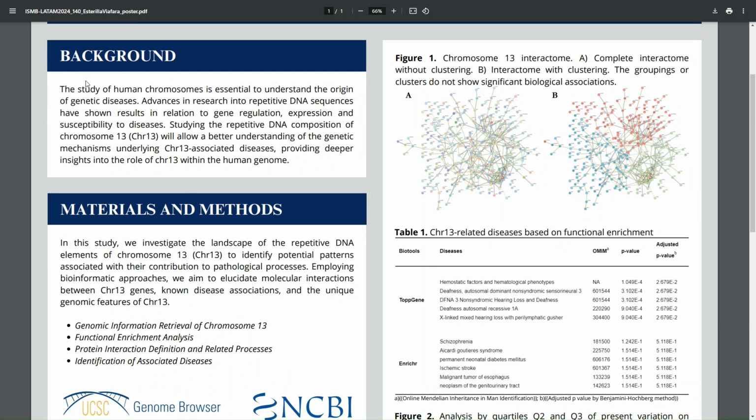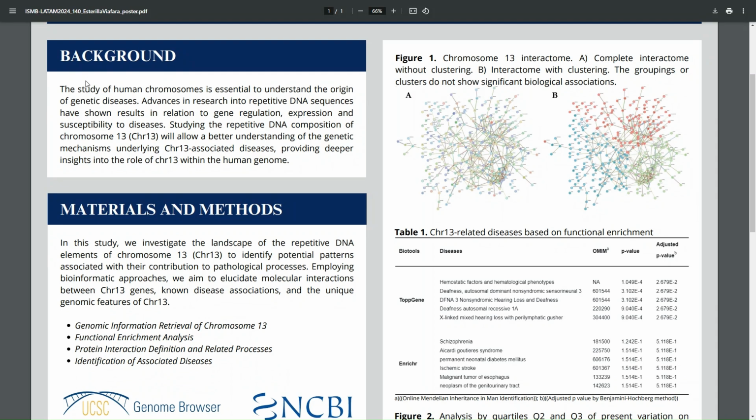The study of human chromosomes is essential to understand the origin of genetic diseases. In this case, chromosome 13 plays a key role in various biological processes and disease mechanisms. However, its genomic structure and the functional significance of its DNA repeat elements are still unexplored.